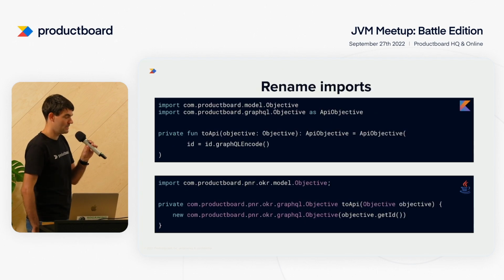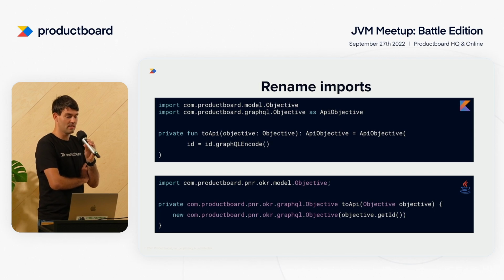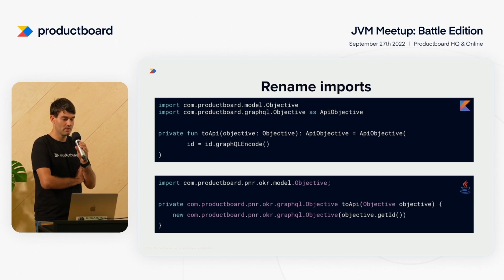Another useful thing is import renaming. Imagine that you have classes with the same name, but inside different packages, and you need to use them inside one class, or together somehow. There is an example where we have some DTO class and some class which is used only as a response in GraphQL. In Java, you need to use a fully qualified import. In Kotlin, you can use the import as keyword and rename the class. So then it's much clearer what you are doing.